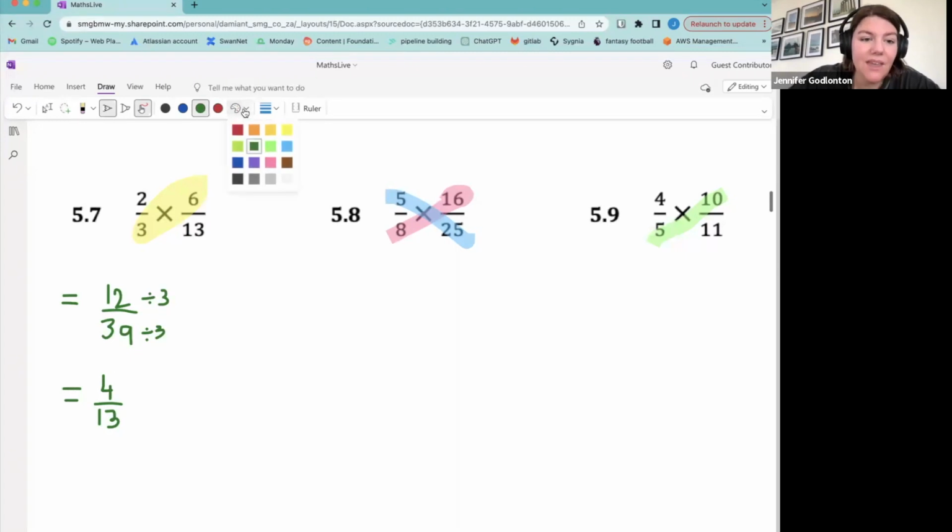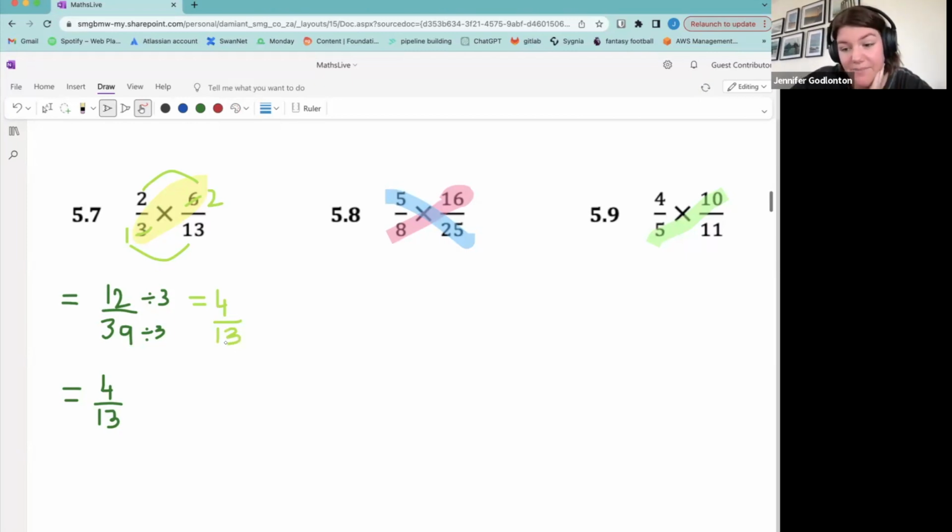But if we cross simplify, 3 goes into itself once and 3 goes into 6 2 times. Then all we have to say is 2 times 2, which is 4, and 1 times 13, which is 13. And that would be our final answer. So it just makes it a little bit easier. So where does the 3 come from? The 3 is its highest common factor. It's the highest number that can go into both of those. 3 can go into 12 and 3 can go into 39.